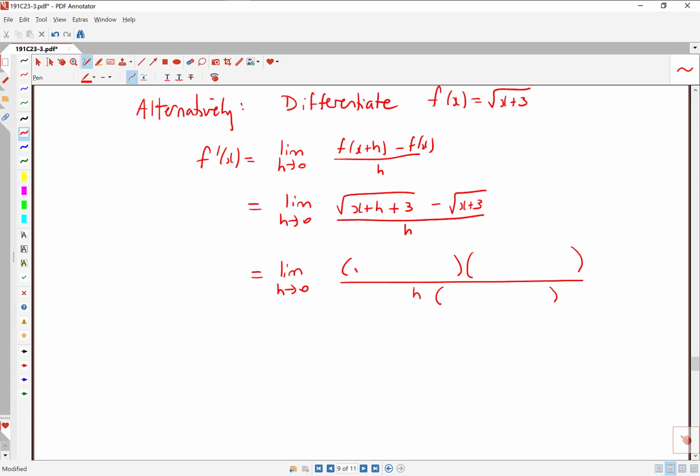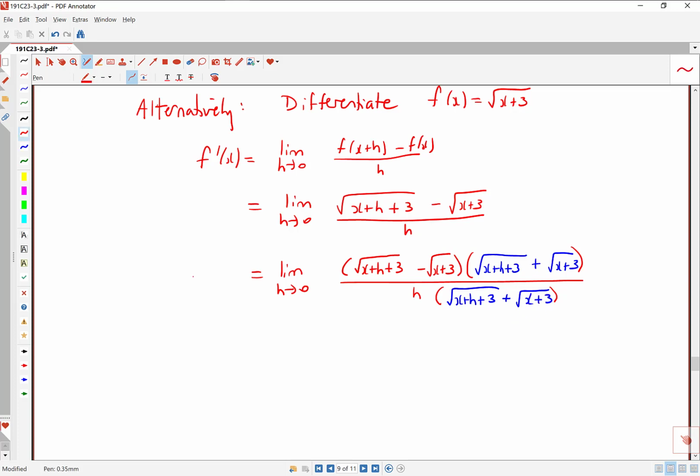Okay, let me recopy the first term here. So we've got root x plus h plus 3 minus root x plus 3. Our conjugate radical is this exact same thing, but just with a plus sign instead of a minus sign. So it's root x plus h plus 3 plus root x plus 3. Okay, and then whatever we multiply the numerator by, we need to multiply the denominator by that exact same thing. So root x plus h plus 3 plus root x plus 3.